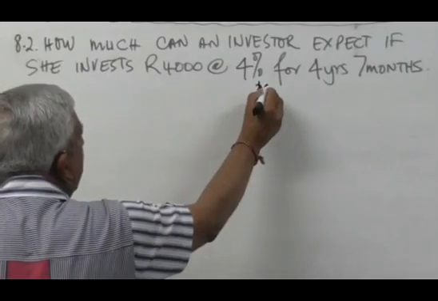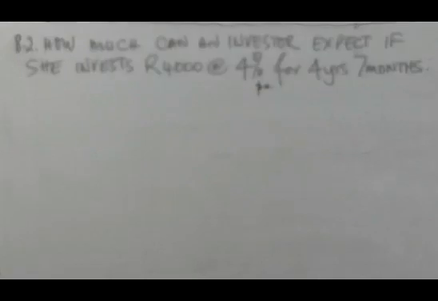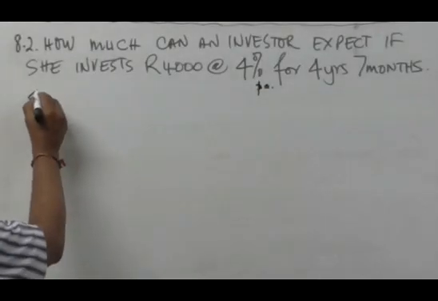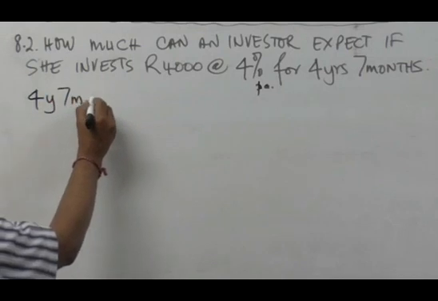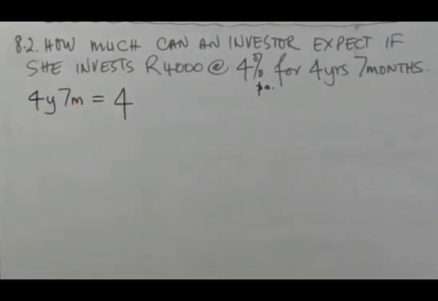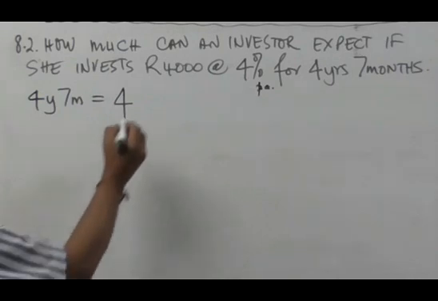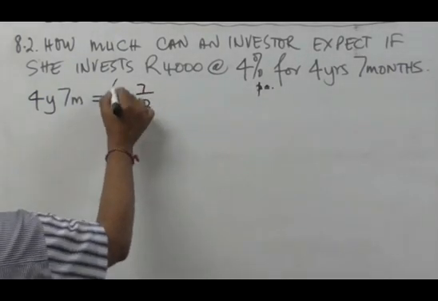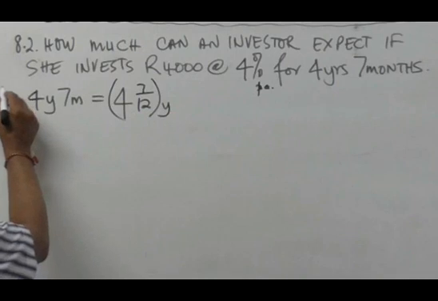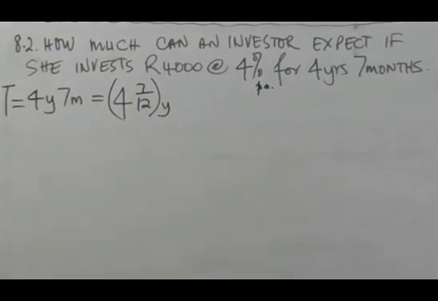Right, 8.2. How much can an investor expect if she invests 4,000 Rand at 4% per annum for 4 years, 7 months? But firstly, 4 years and 7 months has to be changed. So the 4 will remain 4. But the 7 months, that 7 will be divided by 12. So the time is now equal to 4 and 7 over 12.